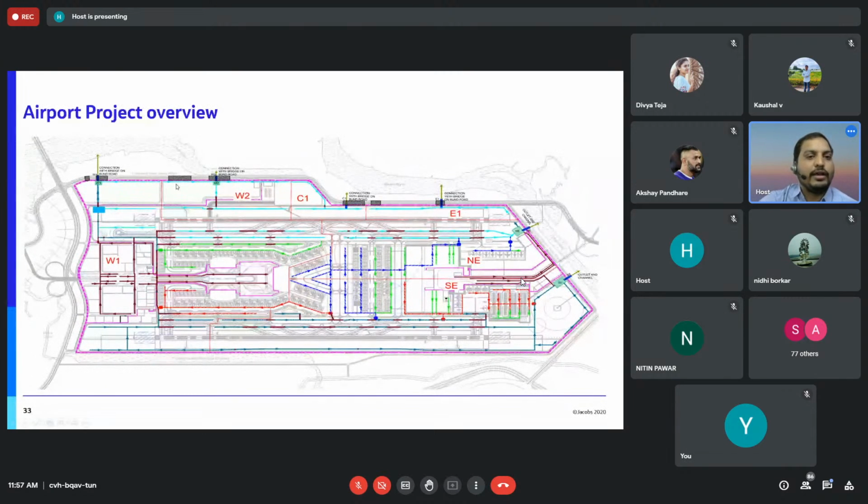Then we have the terminal building, the undeveloped area, the future area. We need to take care of all these things, and we need to discharge at different locations. Here you can see that all the water is taken to the W1 side, W2 side, C1 side, E1 side, and the NE side differently because of the topographical conditions. All the slope which is diverting to the W1 side is taken to W1, where we have inserted one pond, and we are taking it into the natural stream.